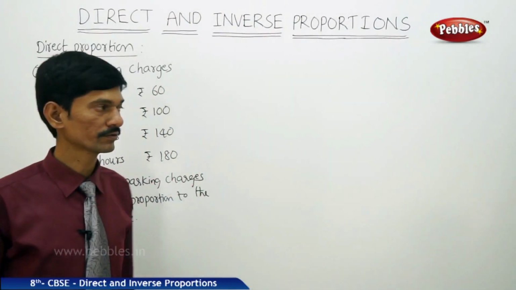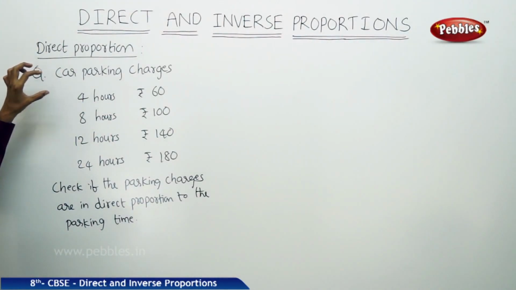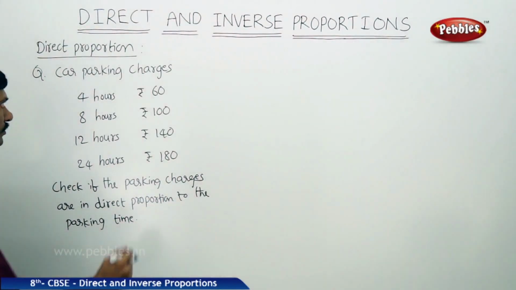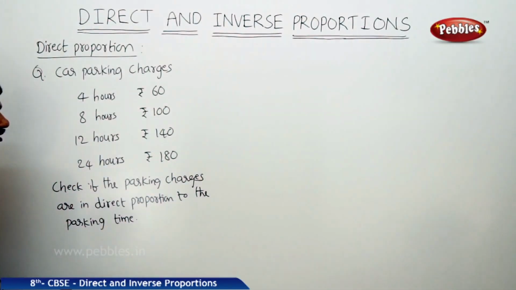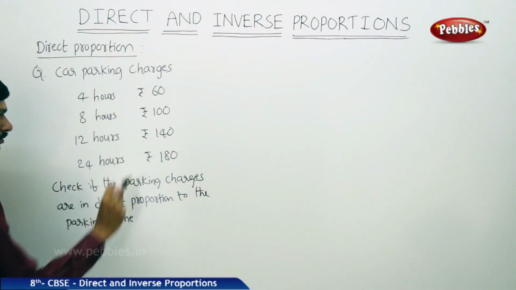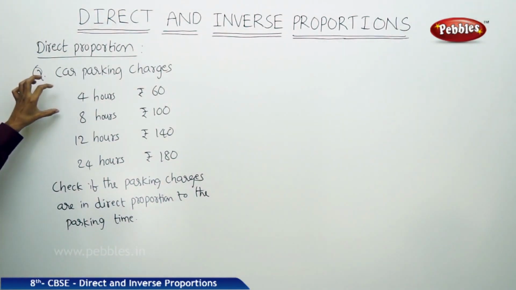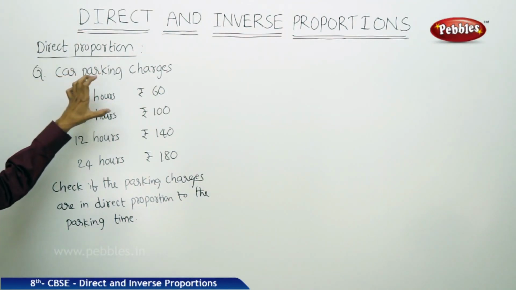Now let us solve a few problems in direct proportion. Now here car parking charges are given. For 4 hours the charge is 60 rupees, for 8 hours the charge is 100 rupees, 12 hours 140 rupees, and 24 hours 180 rupees. Now let us check whether the car parking charges are in direct proportion to the parking time or not.